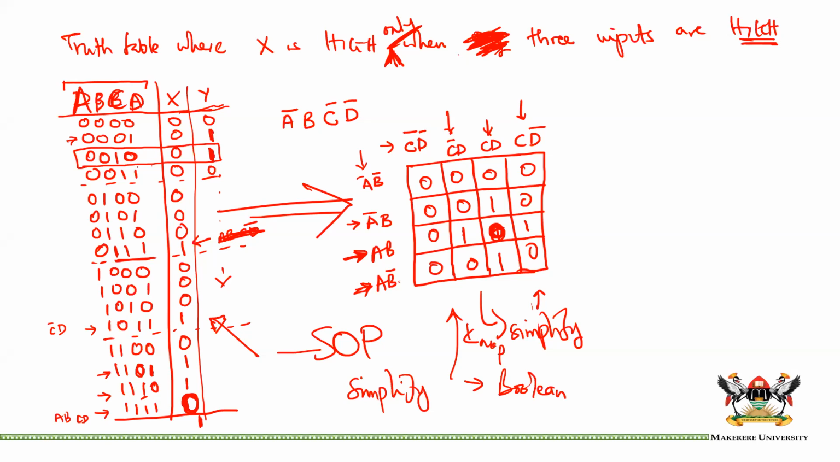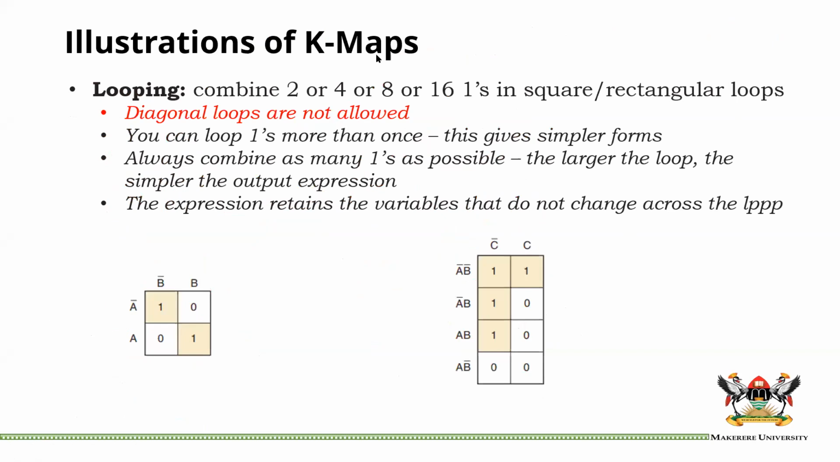Cool. So let's move on, because we have run out of time. Let us look at some extra examples. So this is what we have now done. Now we have created a truth table and we have transferred that truth table into the K-map. Now we want to see how the K-map actually simplifies our circuit to the simplest form. And we do that using loops. So this is looping.